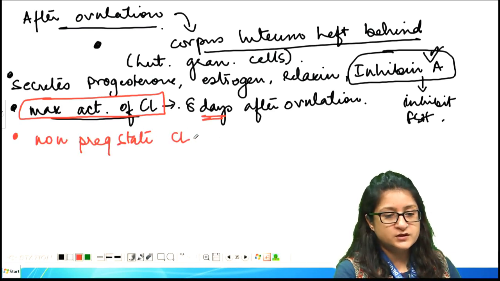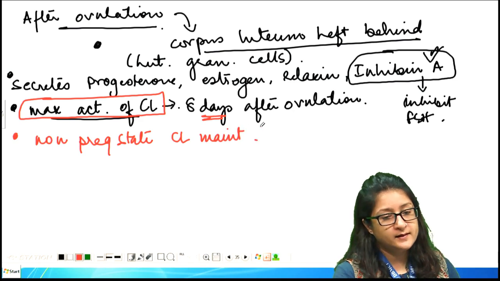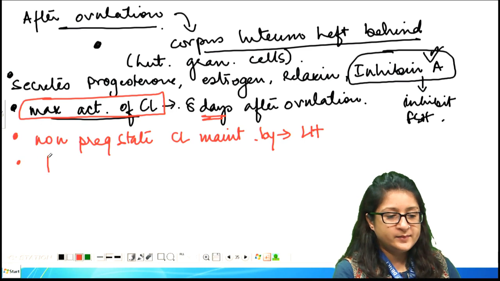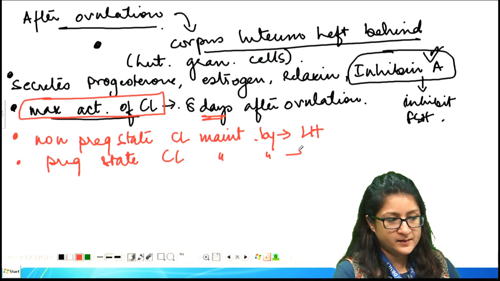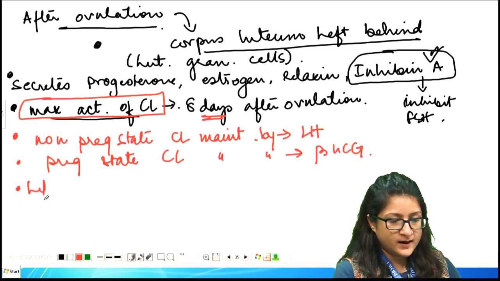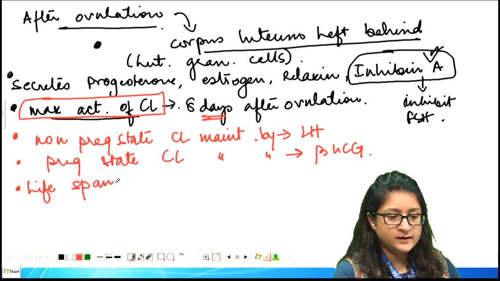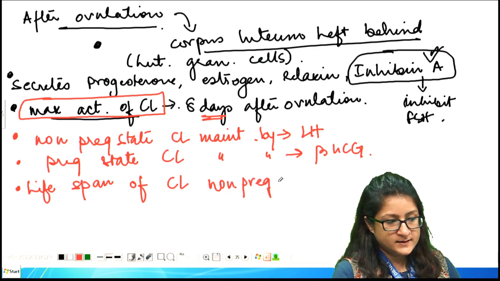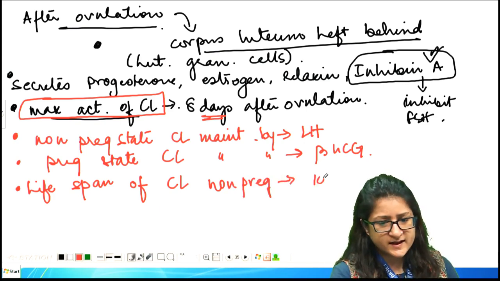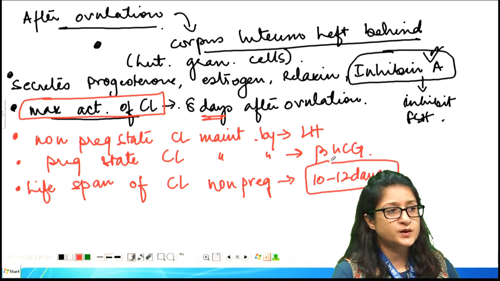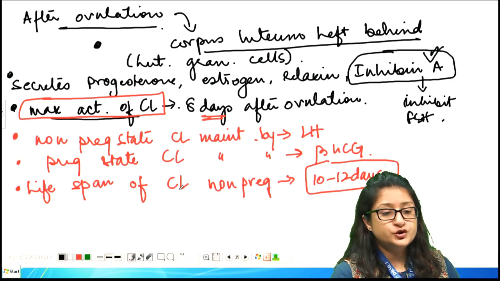In the non-pregnant state the corpus luteum is maintained by LH, and in the pregnant state the corpus luteum is maintained by beta HCG. Another important point: if they ask you the lifespan of the corpus luteum in the non-pregnant state, it is around 10 to 12 days. After 10 to 12 days, the corpus luteum undergoes spontaneous luteolysis.